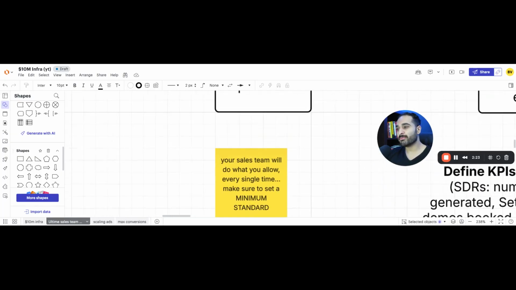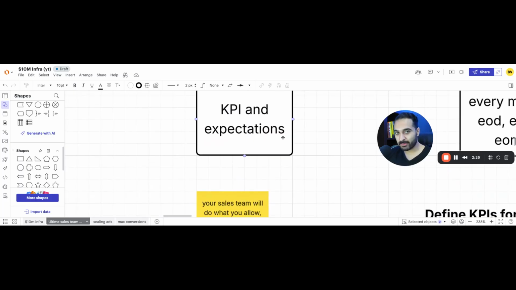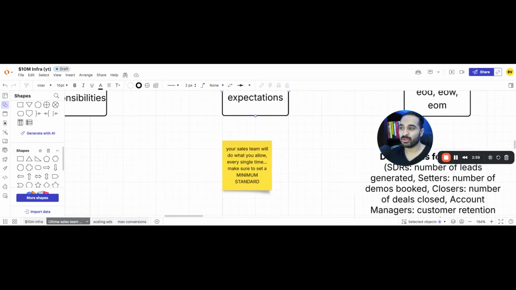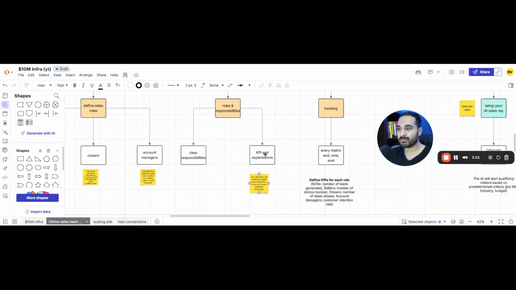And then next is make sure you're setting proper KPIs and expectations. So your sales team will do what you allow. You allow them to get away with not doing EODs 3 days out of the week, that's what they're going to do. You allow them not to put in their EOD one day out of the week, that's what they're going to do. You allow them not to record their calls, that's what they're going to do. You allow them to continuously just offer payment plans to someone rather than trying to get more PIFs, that's what they're going to do. So make sure you set a minimum standard. Again, not an expectation standard, and we'll talk about that in a little bit. Make sure you set up a minimum standard.